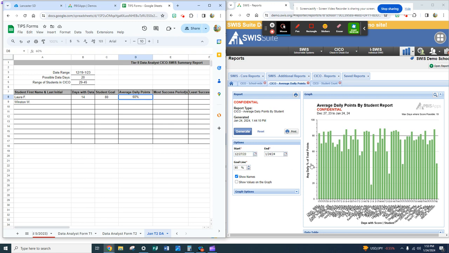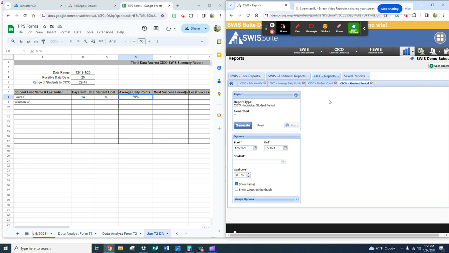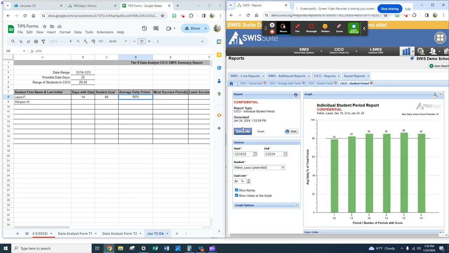Now, let's look at her most successful period of the day. So we're going to go back up here to SECO reports, and we're going to go to student period. Again, we're going to change the date to December 19th and to yesterday. And we have Laura Felton. We'll show values on the graph because that's always helpful. Okay, her most successful period. Now I picked the wrong name, so we'll just pretend she's not doing well.